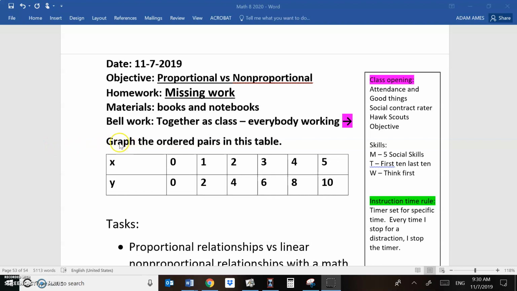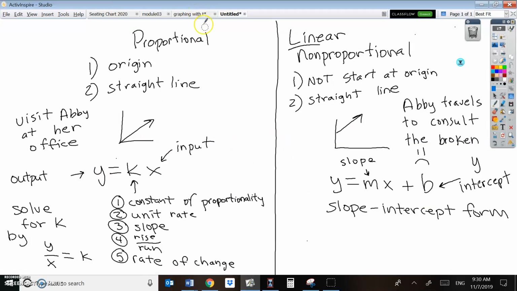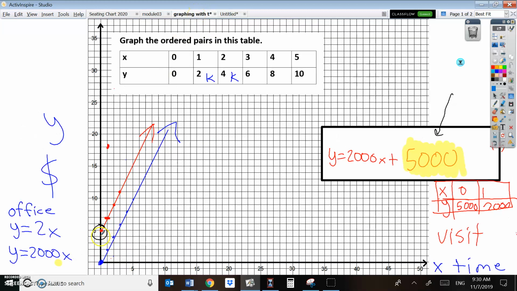The graded notes that we did involve graphing ordered pairs in this table. So that looks like this in this graph right here. For the blue lines, 0, 0 is the first point, and then 1, 2 is the second point, and then the ordered pairs continue, and then connecting those dots made a graph of a proportional relationship because it's a straight line coming from the origin.